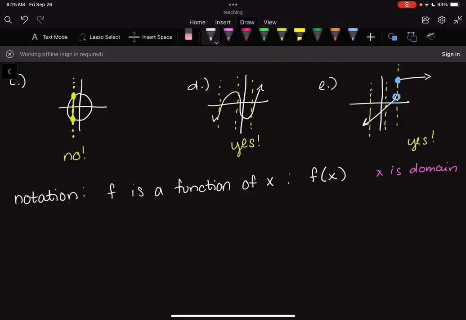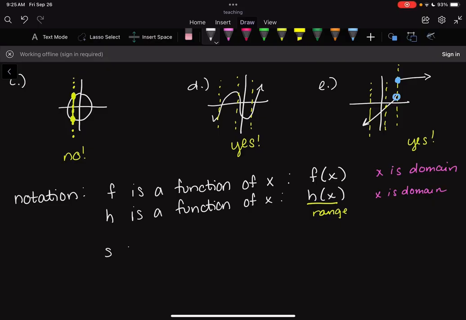So f of x is really common to see, but sometimes we use other letters. So I could say h is a function of x. And then I would call that h of x like that. Again, x is my domain. And then h of x is my range. So that's like my y value. And then x still is domain. F of x as well is like the range. So that's like our y value.